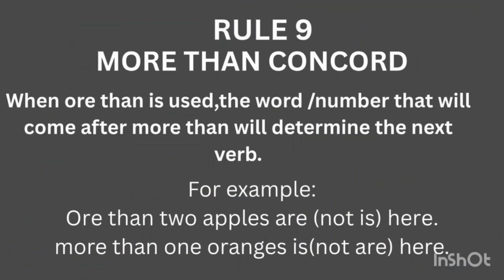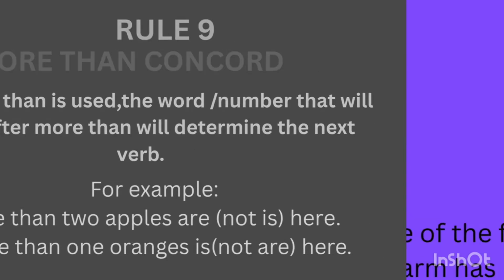Rule 9. More than concord. When more than is used, the word or number that comes after more than will determine the next verb. For example, more than 2 apples are, not is, here. Okay. Let's proceed to rule 10.